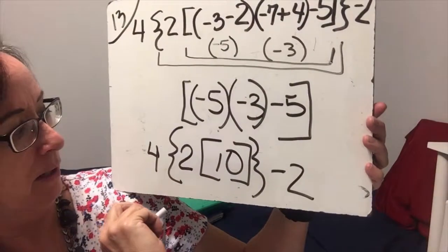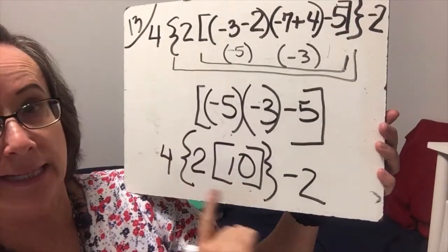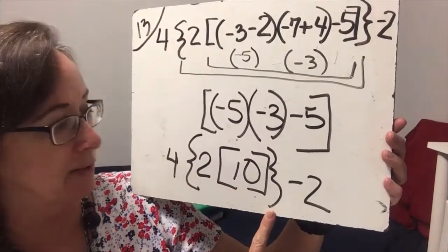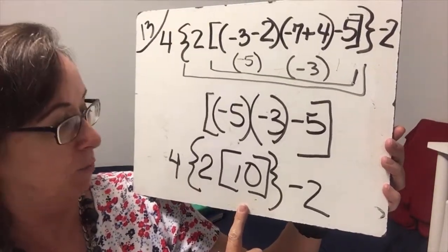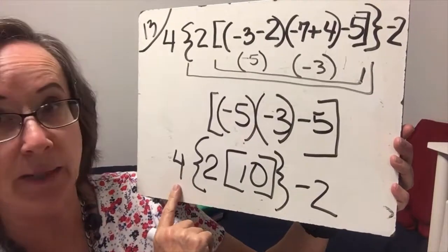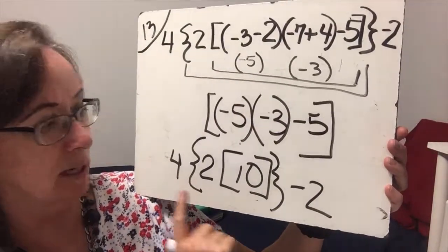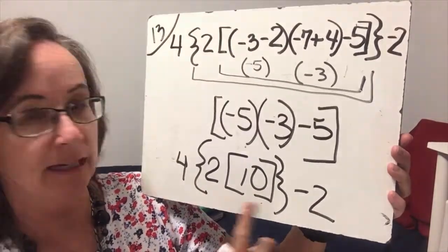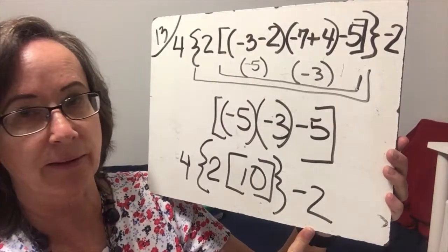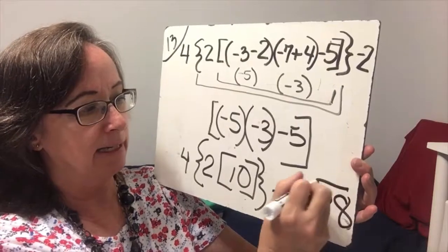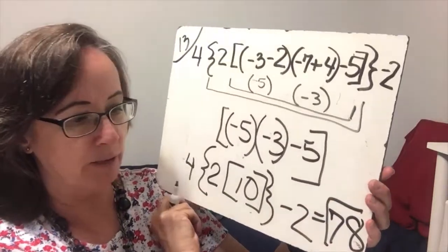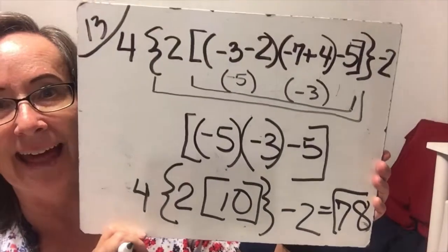But now we're looking inside this, and it's easier to see because there's not as much in there. 2 times 10 is going to be 20, and then we come out here, we have 4 times 20 is 80, and lastly, we take away the 2. So 80 take away 2 is 78. And these are problems right out of your book. Okay, but that's how you do them.